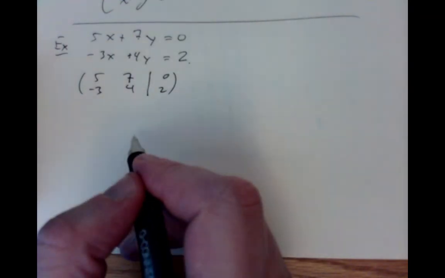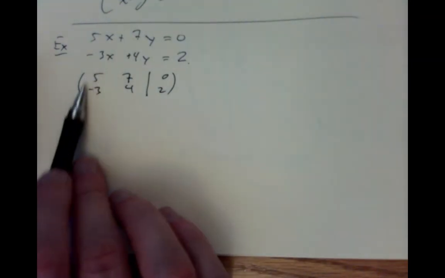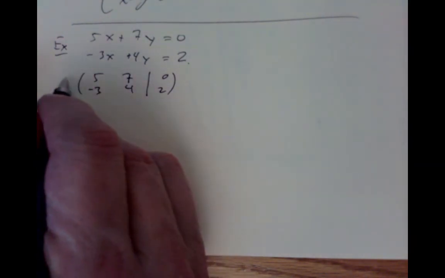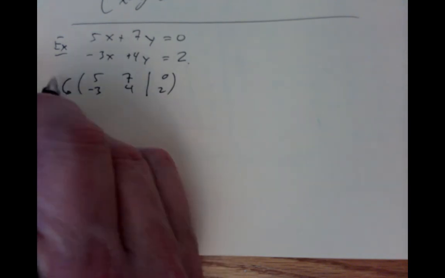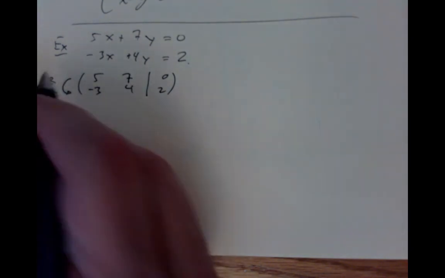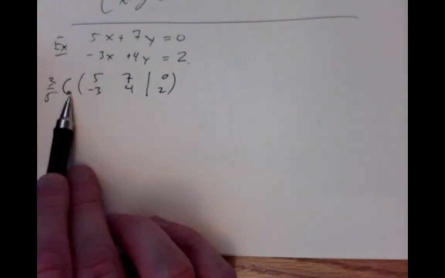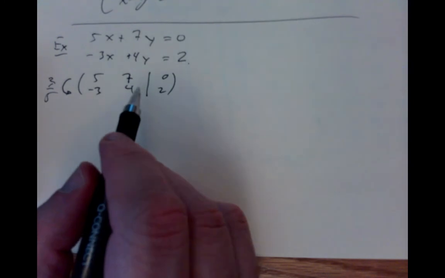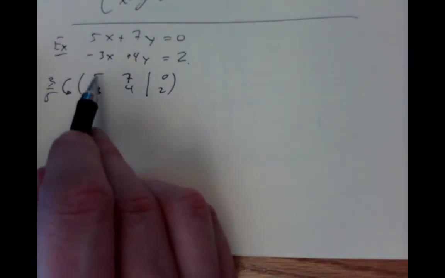Now the first thing I want to do is to try and simplify this first column. So what I'm going to do is get the 5 to kill the minus 3 by taking 3/5 of row 1 added to row 2. So I'll just write 3/5, a little arrow, that added to that. But I've got to do it a whole row at a time. I can't do it just by the 5 hitting the minus 3.